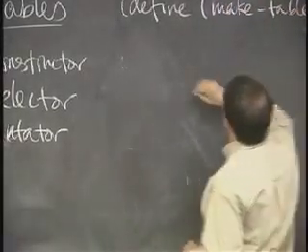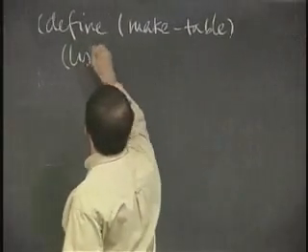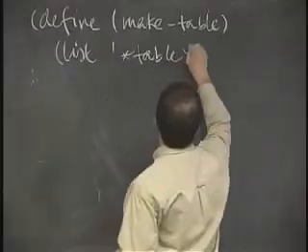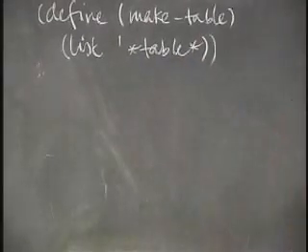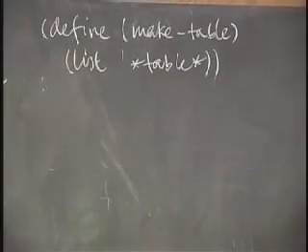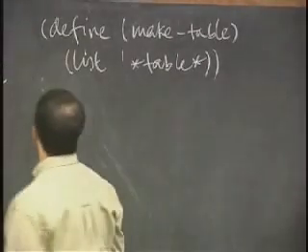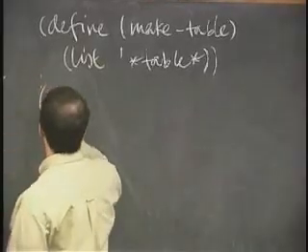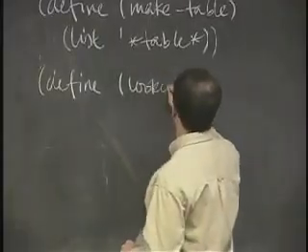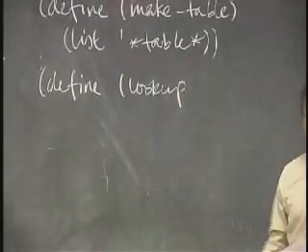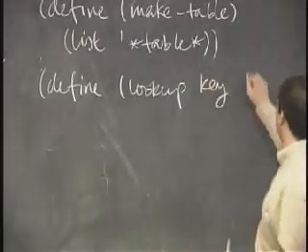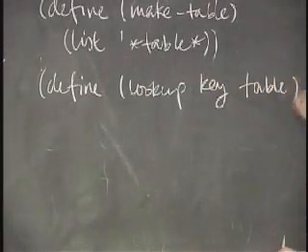Make table returns an empty table, which will be just a list. Easy enough. We're going to be using a tagged list to hold our tables. When we want to look something up, that will be our selector. We will be looking things up like in a dictionary by a keyword. So there's the key, and we'll have to pass in the table.